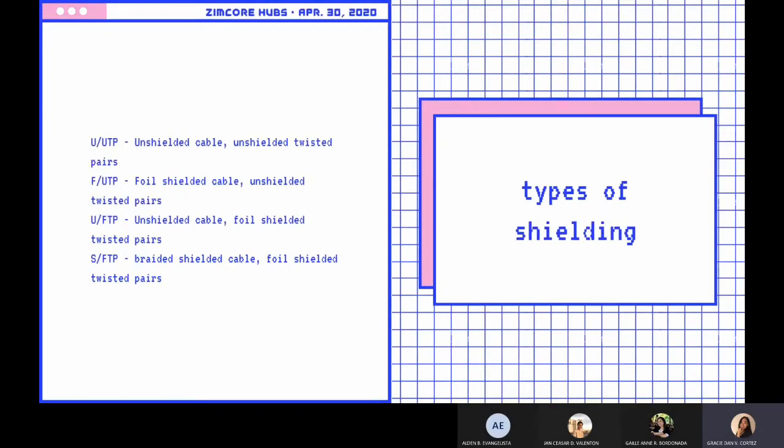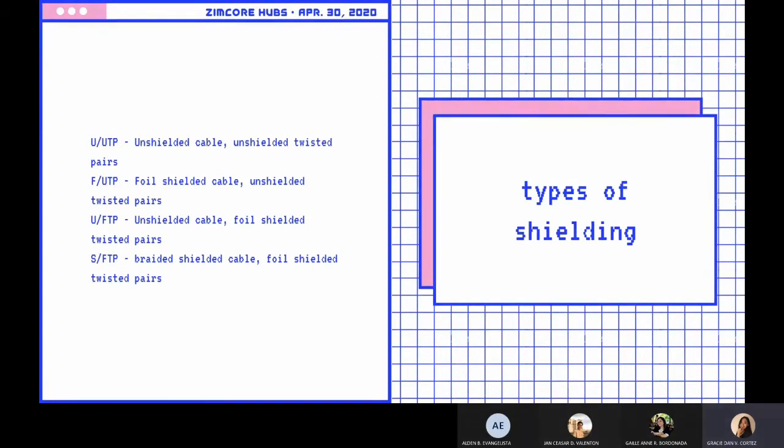So, pero before tayo sa mga types of Ethernet and its categories, first we are going to define and show what are the different types of shielding. So the different types of shielding is classified as U-UTP, which is also called the unshielded cable or unshielded twisted pairs.